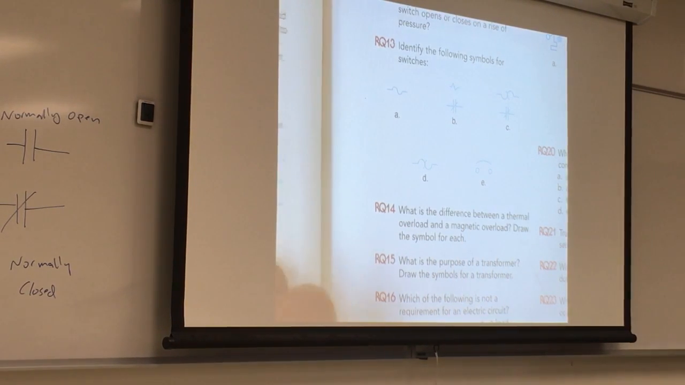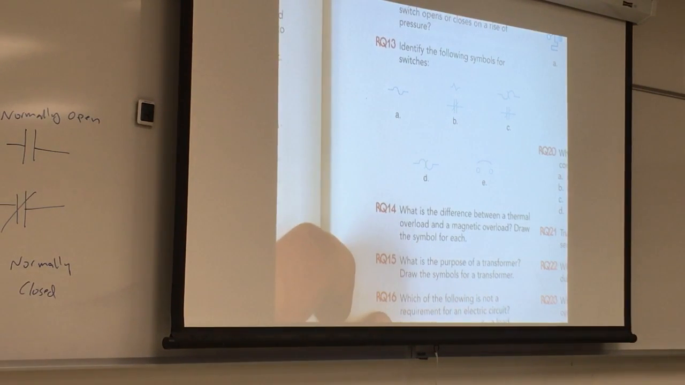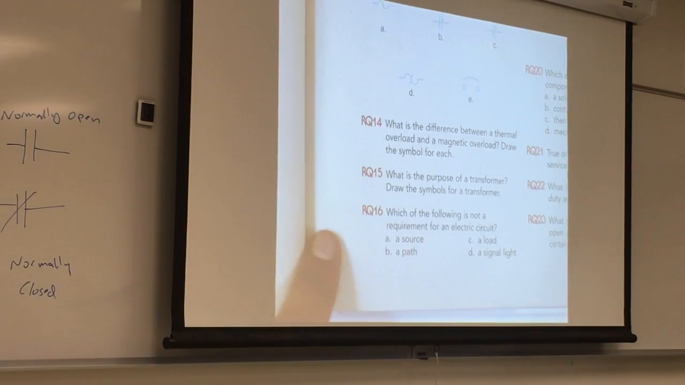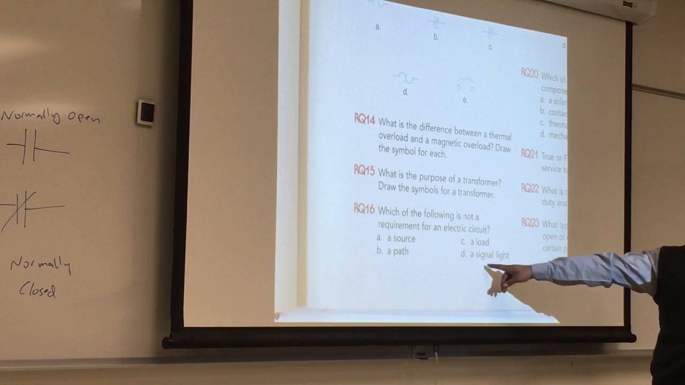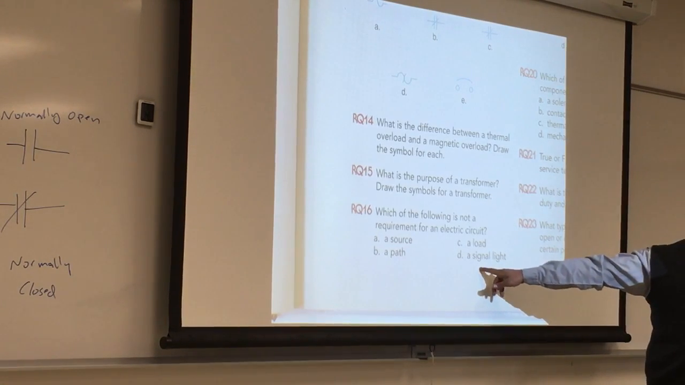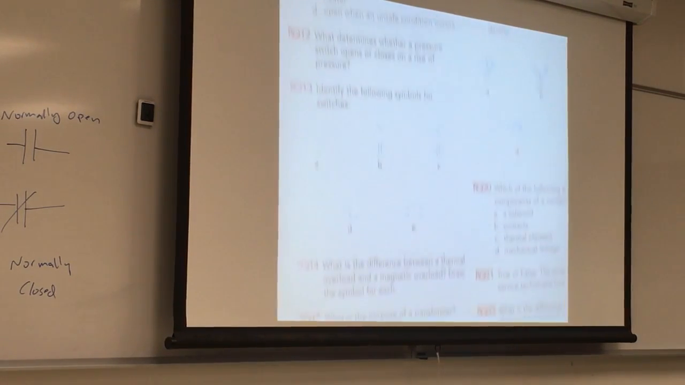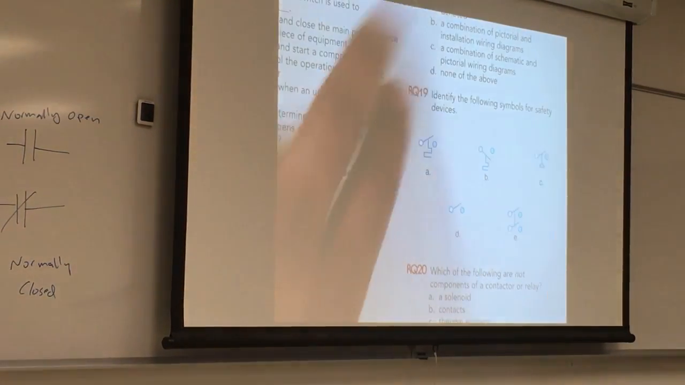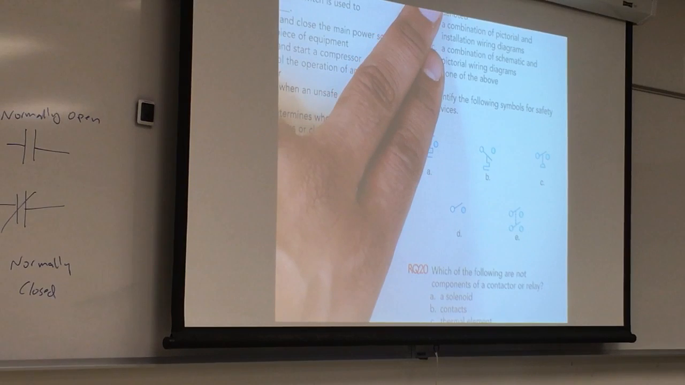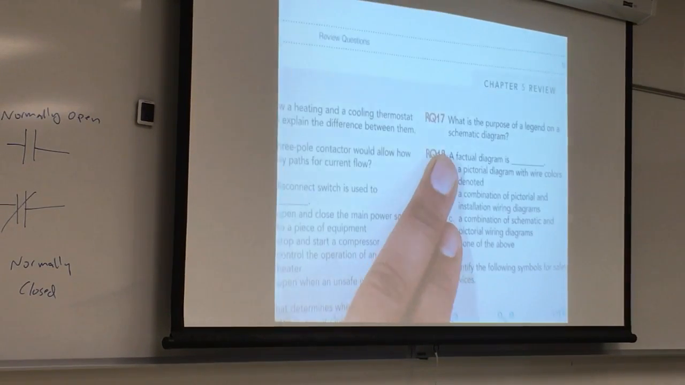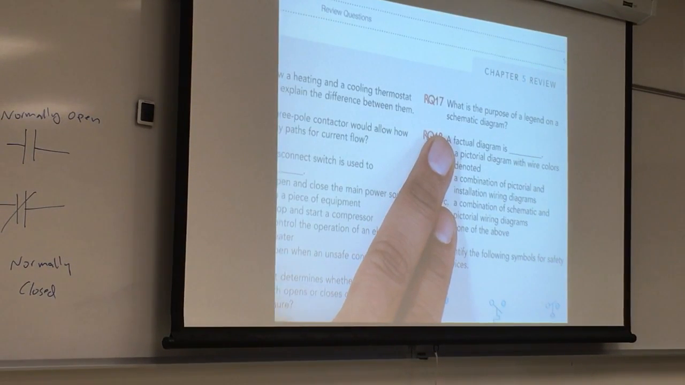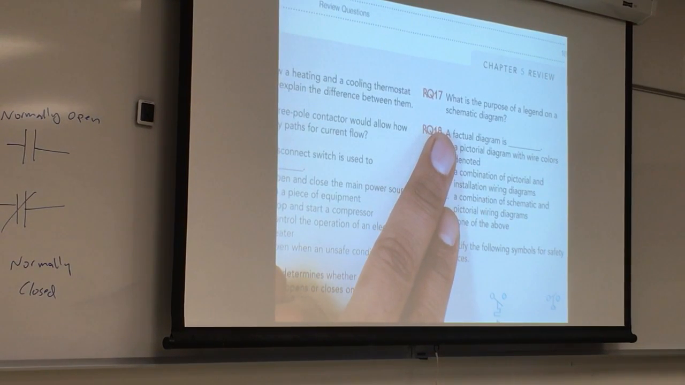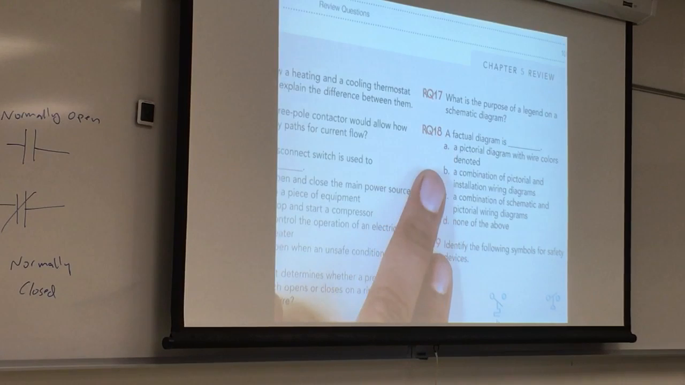Which of the following is not a requirement for an electric circuit? D. Who agrees with D? Okay. You guys win. Questions? Okay. What is the purpose of a legend in a schematic diagram? So you can know what everything means. Especially if you have acronyms, some of them have 2 pages of legends.